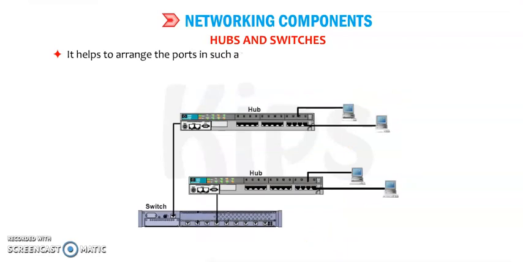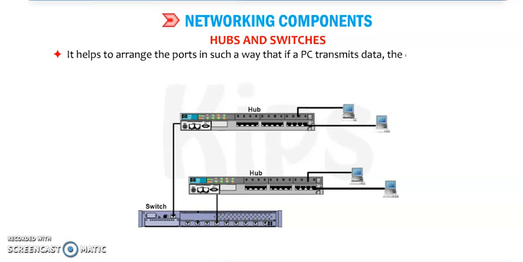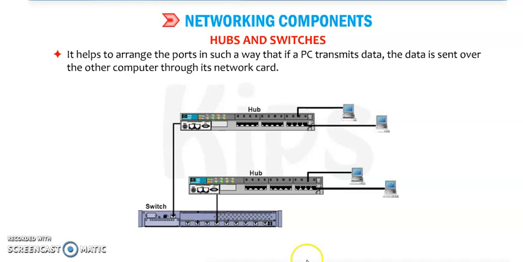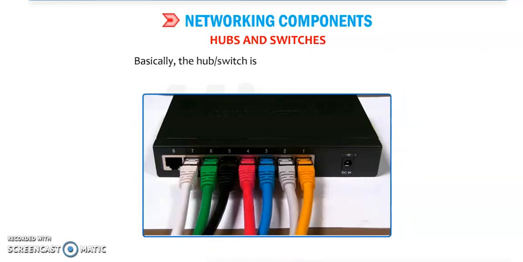It helps to arrange the ports in such a way that if a PC transmits data, the data is sent over to the other computer through its network card. Okay, you can see this is hub and these are nodes. These are attached with hub, and we can attach two or more hubs together also with this switch. Basically, the hub switch is a box with a set of RJ45 ports.